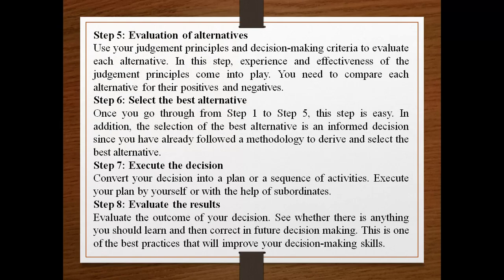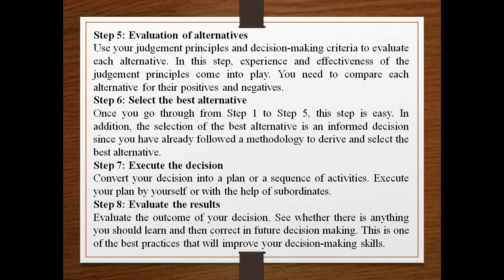Use your judgment principles and decision making criteria to evaluate the alternative. In this step, experience and effectiveness of the judgment principles comes into play. You need to compare each alternative for their positives and negatives. So whenever you want to compare 2 or 3 alternatives, you always write down their advantages and disadvantages and then compare them. And then you can decide. Select the best alternative. Once you are through step 1 to step 5, it becomes very easy, because now you have to just select the best alternative in an informed decision, since you have already followed a methodology to derive and select the best alternative.